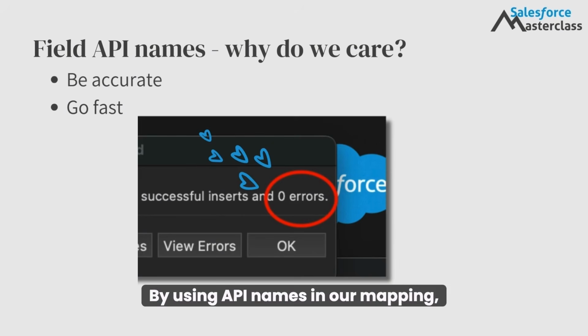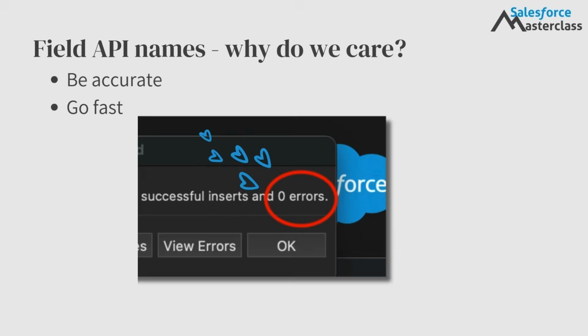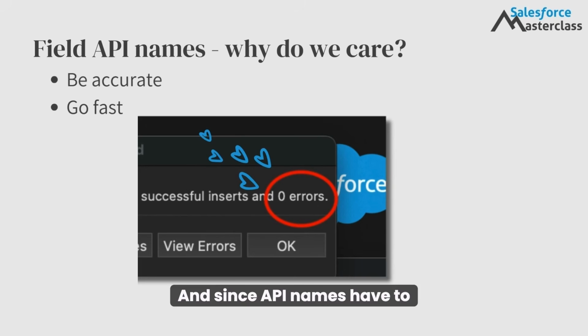By using API names in our mapping, we can take advantage of the auto match feature in Data Loader so we don't have to waste time dragging and dropping. And since API names have to be unique on the object, whereas field labels don't, we can have confidence that we're mapping the right data to the right field, which improves our chances of getting zero errors and prevents rework.